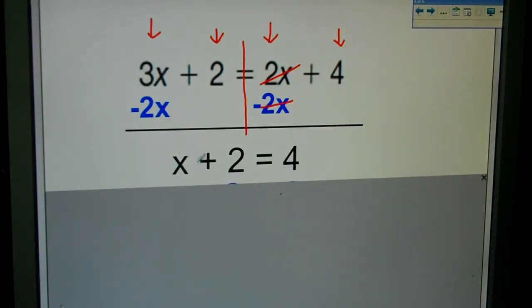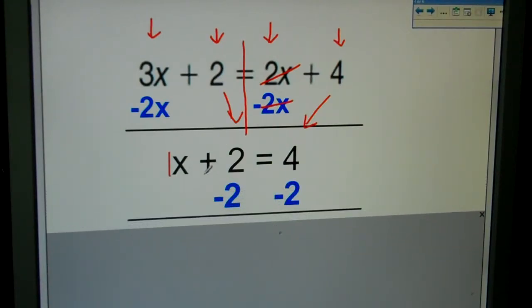I have my 1x. Okay, there's an imaginary 1 there. Plus 2. That 2 didn't change. Neither did the 4, so they just came straight down. Okay. So now I have 1x plus 2 is equal to 4. Well, mental math is going to tell you that x is what? 2. But we need to see how we're going to do that, because eventually they're going to get harder.